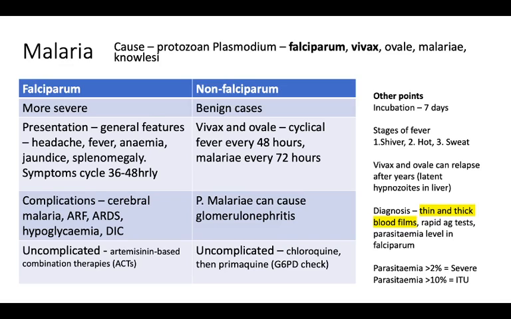In terms of complications, it's usually falciparum that presents with complications, and these can be cerebral malaria, which is when the patient can have seizures or go into a coma. They can have an acute renal failure. They can have acute respiratory distress syndrome. They can be hypoglycemic or have DIC, which is disseminated intravascular coagulation.